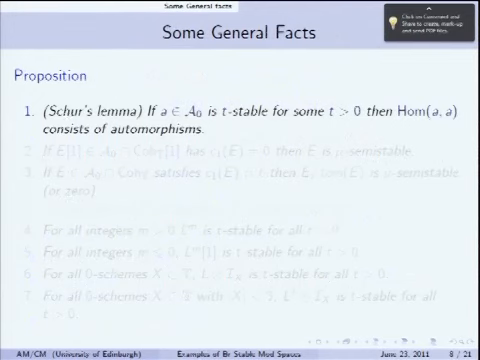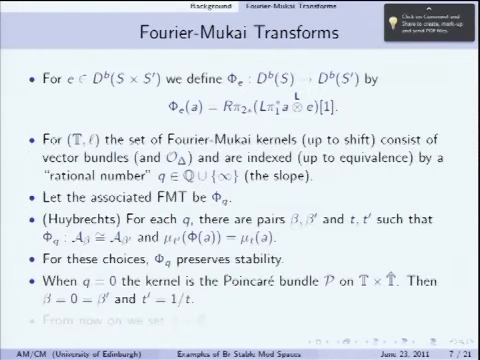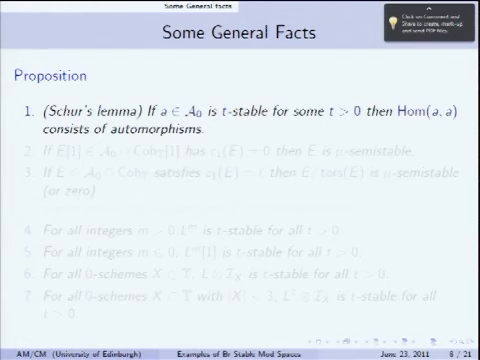Okay, and now I'm going to set beta equal to 0, because I'm going to want to use this particular transform. So that's my setup. So let me just recall some general facts, kind of standard things. The name of the game is to try and describe what the objects in the possible moduli spaces are.